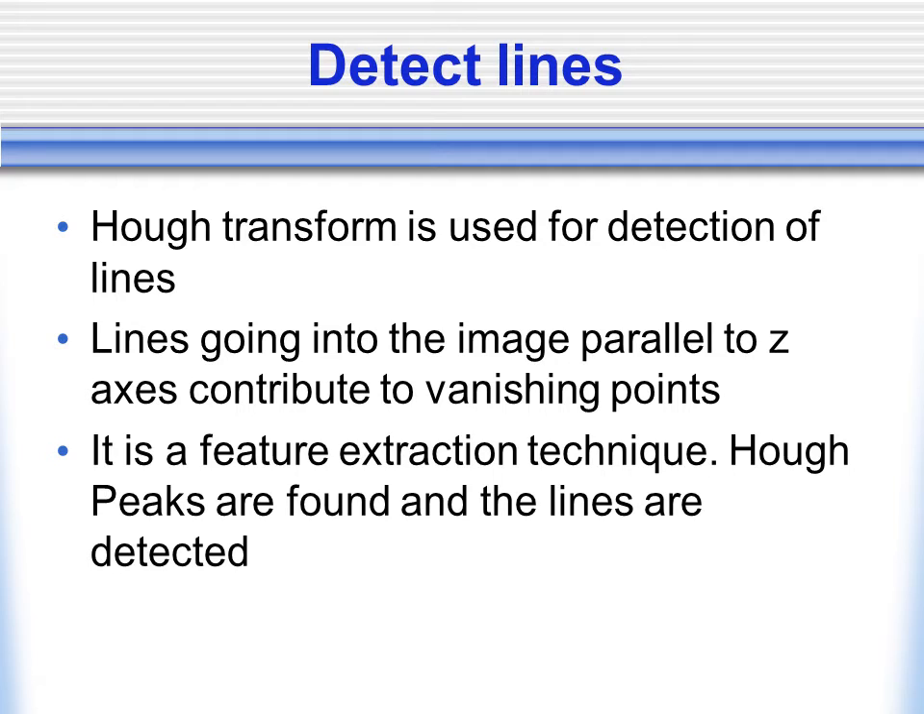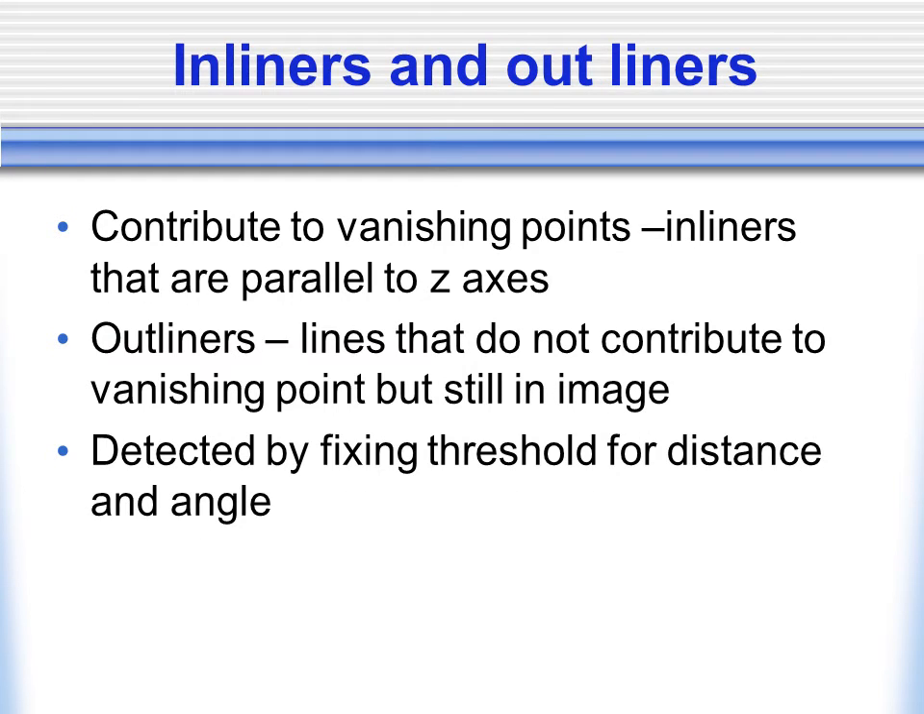I detect the lines using the Hough transform. Lines going into the image parallel to the Z axis contribute to the vanishing point. Considering our track example, if you stand in between the track, the vanishing point will appear in front of you at a very long distance. This is a feature extraction technique. Hough peaks are found and the lines are detected. The advantage of this algorithm is that it is very simple to detect the lines using the Hough transform.